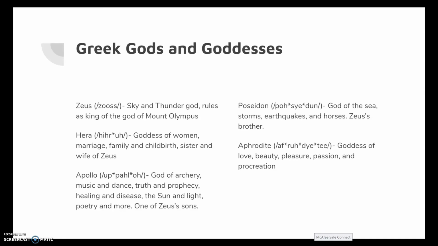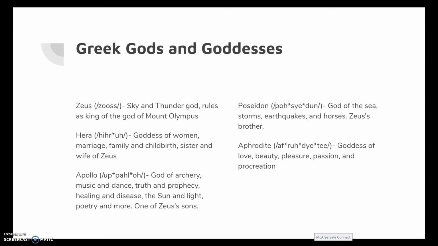So here are some. We have Zeus, who is the sky and thunder god and rules as king over the mountain Olympus. He was kind of the king of kings. He ruled them all. Hera was the goddess of women, marriage, family, childbirth, sister, and wife of Zeus.